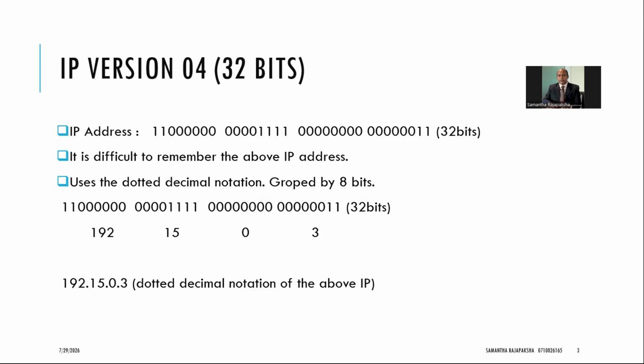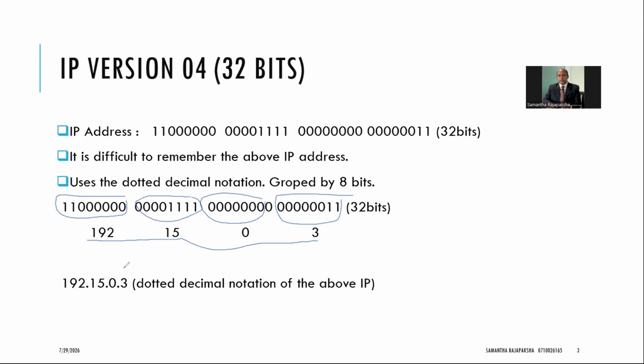Therefore, we group them into 4 groups, with 8 bits for each group. Then 8 into 4 is 32. Then we can convert that into decimal values. As given in this example, we group into 4 groups: this is one group, this is another group, and this is another group, and this is another group. There are 4 groups, 8 into 4, 32. Then we get the corresponding decimal value for each binary number.